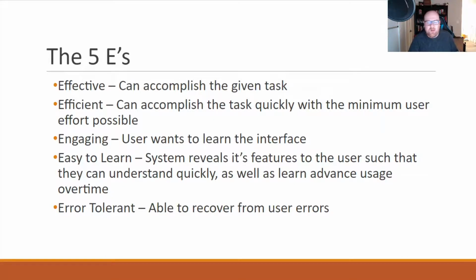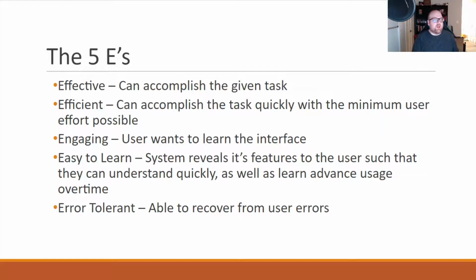Here we go. 5 E's of design: effective, efficient, engaging, easy to learn, and error tolerant. Effective, it correctly accomplishes the task. Efficient, the user can accomplish the task through the interface with the minimum effort possible. Engaging, the user wants to learn the interface. Easy to learn, the system reveals its features in such a way that the user can quickly understand, as well as learn advanced usage over time. And we'll talk about some examples of that in a second.